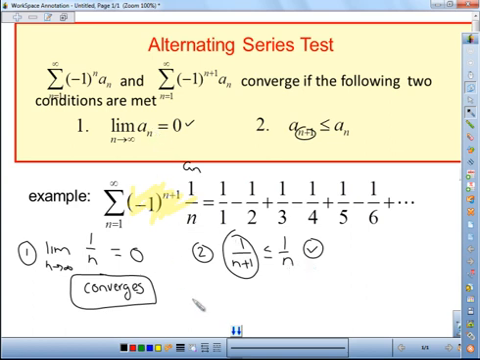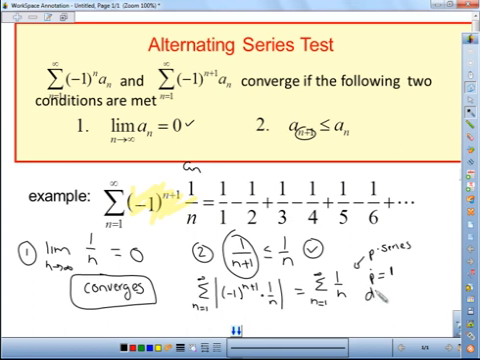So notice that the absolute value of negative 1 to the n plus 1 times 1 over n would be 1 over n. This is a p series, where p is equal to 1. So this series actually diverges. So the absolute value diverges.